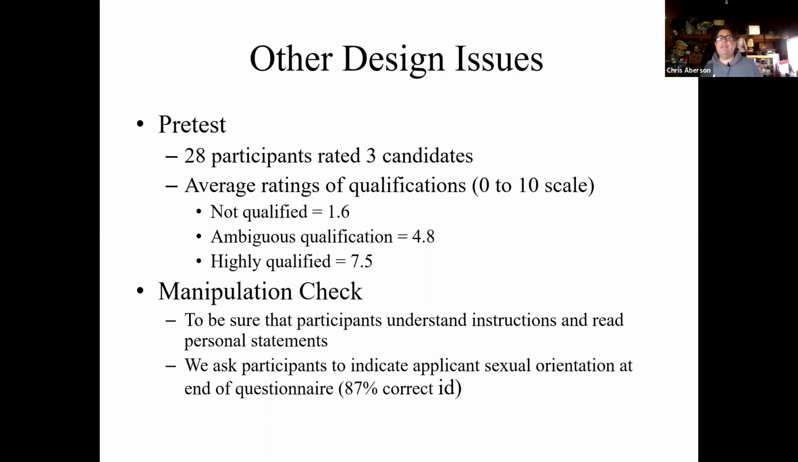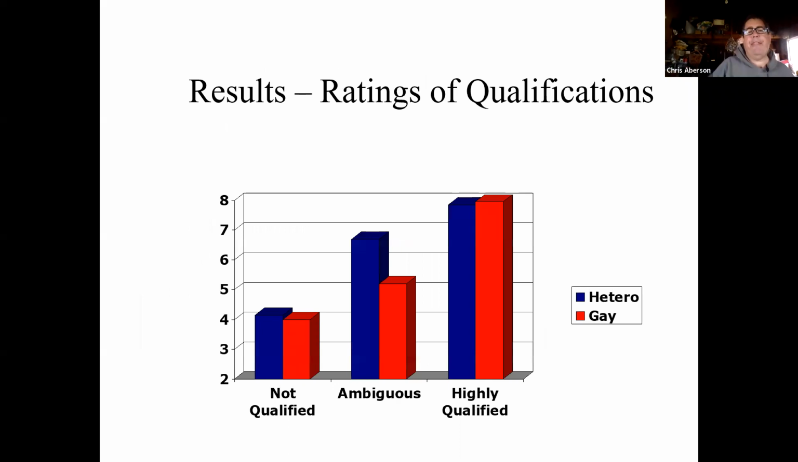All right, some other design issues. We pre-tested things. We did manipulation checks to make sure everybody was identifying aspects correctly, was rating qualifications the way we thought. So let's take a look at the results. What do we have here?